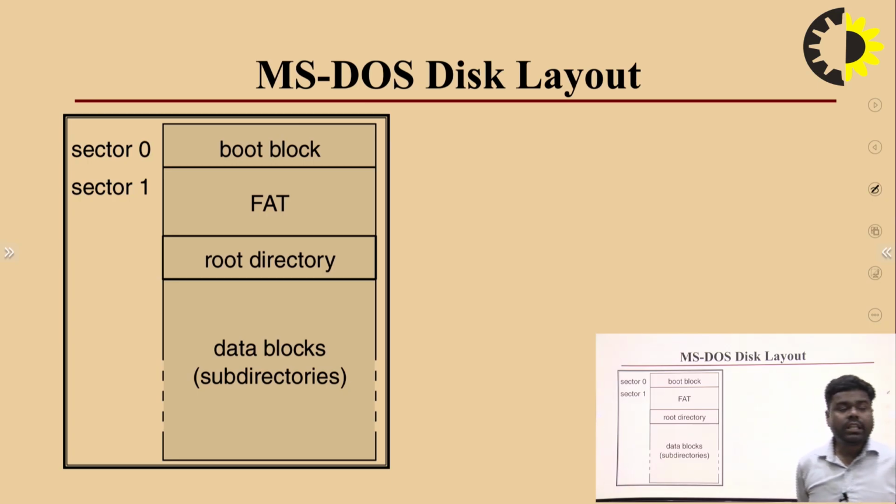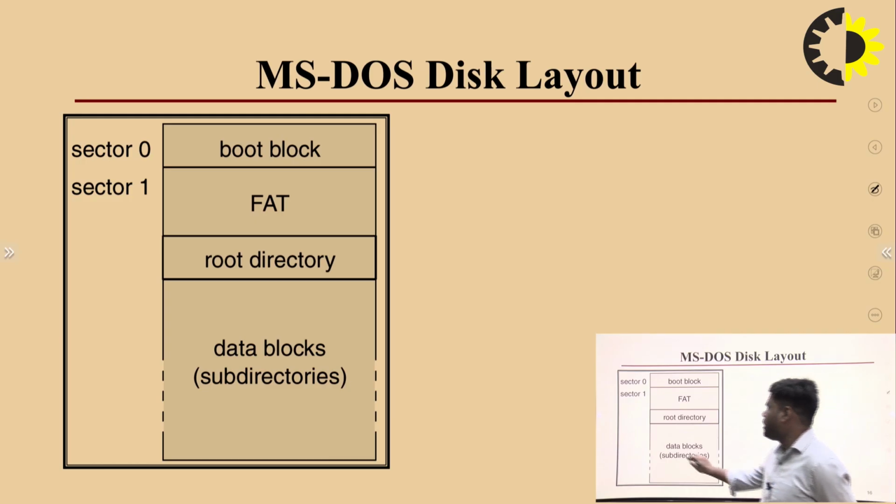Now this is the one part that I have taken: the MS-DOS disk layout. This is the part of the disk layout where MS-DOS works. These are the sectors in the disk: sector 0, sector 1, sector 2. Sector 0 stores the boot blocks, sector 1 holds the FAT blocks, and the other sectors hold the root directory and the data blocks or subdirectories.